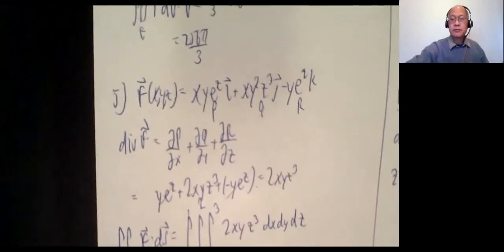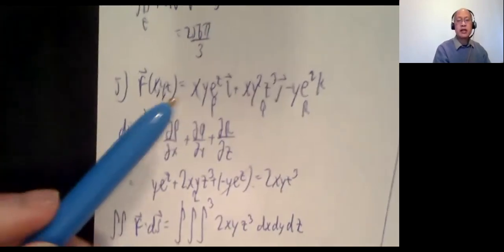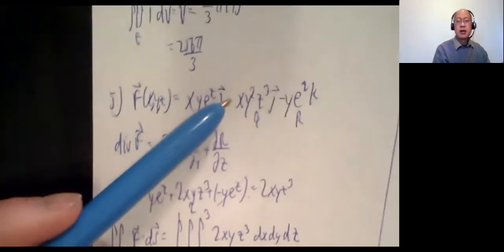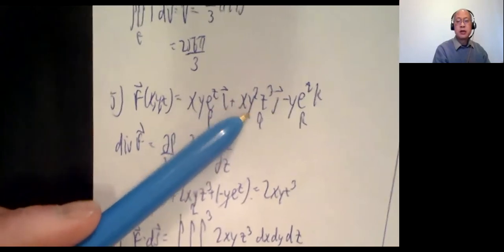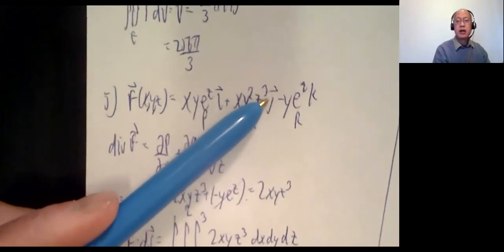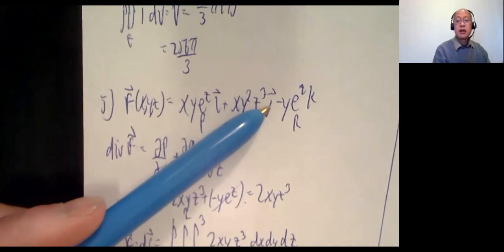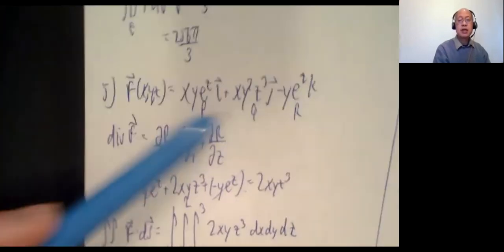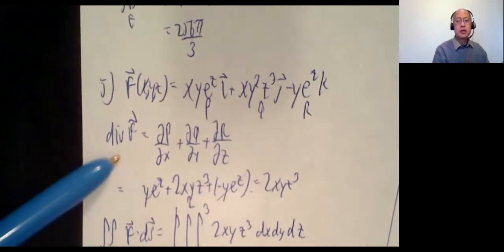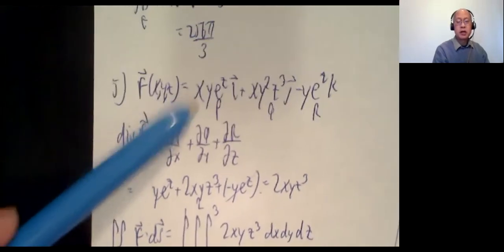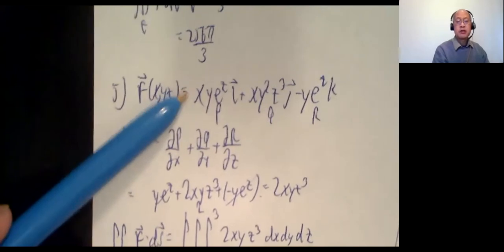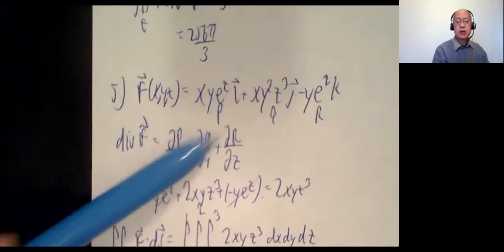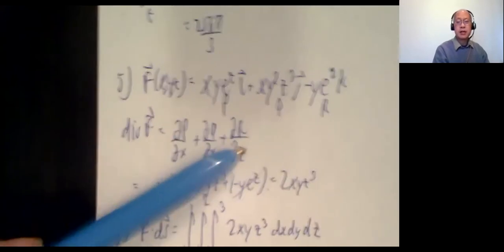Okay, number 5. f of x, y, z is xy e to the z i plus xy squared z cubed j minus y e to the z k. Again, that's P, Q, and R. So the divergence of f, by definition, put this on your cheat sheet, is the partial of P with respect to x, plus the partial of Q with respect to y, plus the partial of R with respect to z.